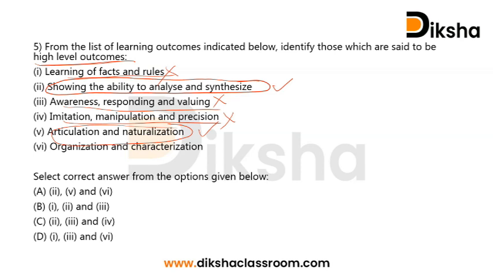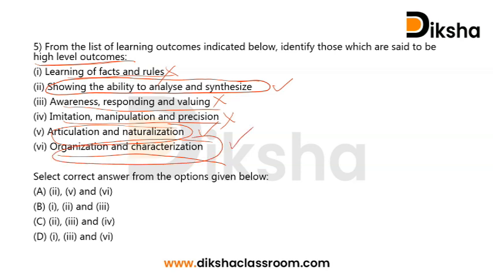Now, organization and characterization. If you have to organize a particular learning material or information that you have received through a teaching process, if you have to characterize that information, what you need is your cognitive skill. You have to use your maximum potential and maximum ideas and thinking capacities in order to organize and characterize something that you have already received. So, just like analysis, synthesis, articulation and naturalization, organization and characterization is also an example of higher level outcome.